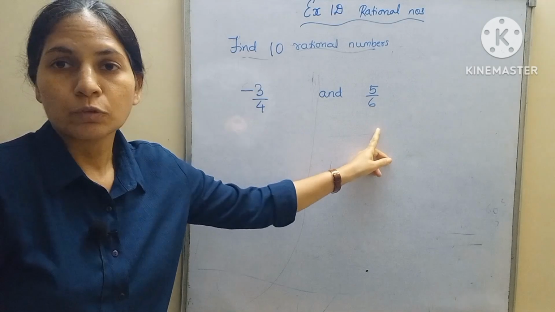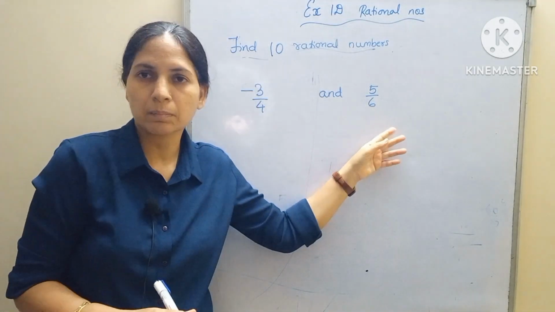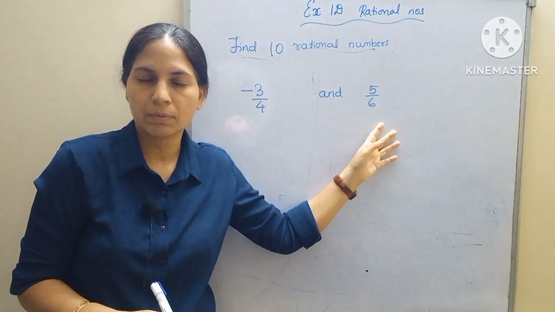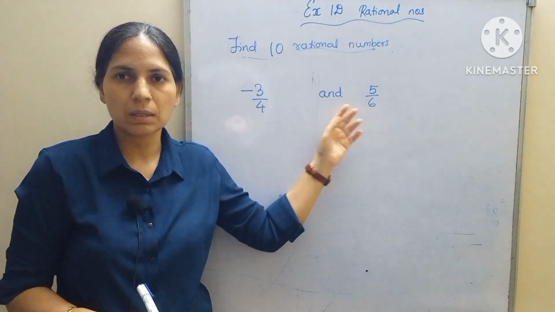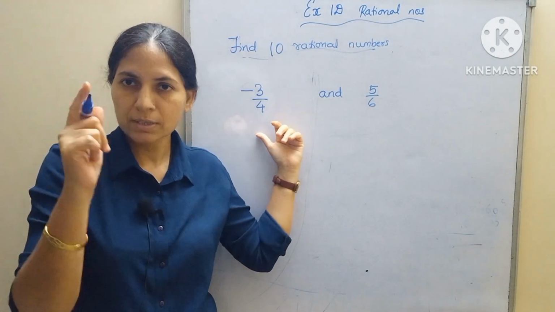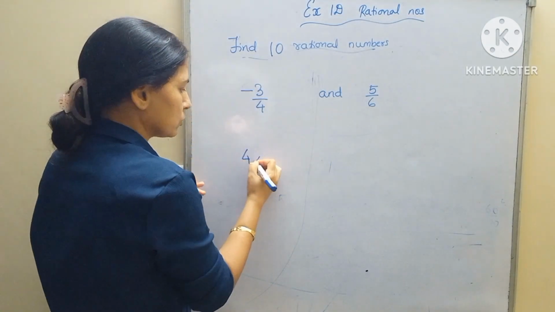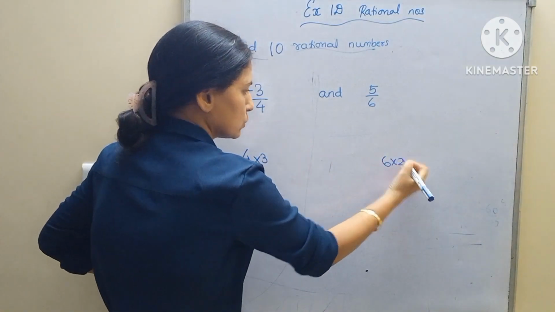What is the LCM of 4 and 6? Go to the bigger number, 6. 6 1s are 6, 6 2s are 12. 12 appears in the 6 table. Does 12 appear in the table of 4? Yes. So 4 3s are 12, 6 2s are 12.